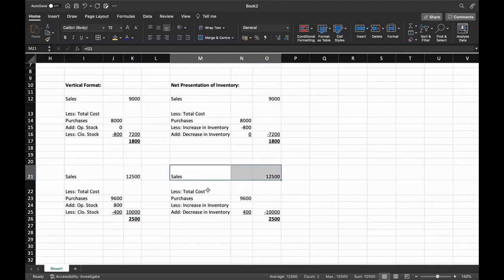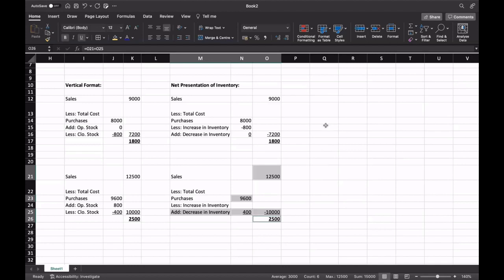Sales is 12,500. From that I am going to deduct the total cost. Purchases is 9,600. I cannot compare 9,600 with 12,500. Why? Because there is some change in inventory. And what happened to the inventory? It has actually decreased. So if it is decreasing, I have to add. 9,600 plus 400 gives me this 10,000. I am deducting it from 12,500, so I get a profit.